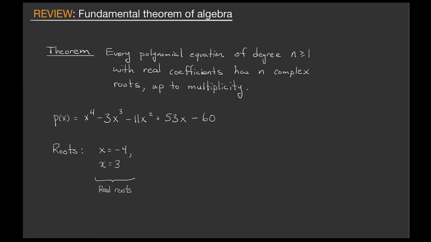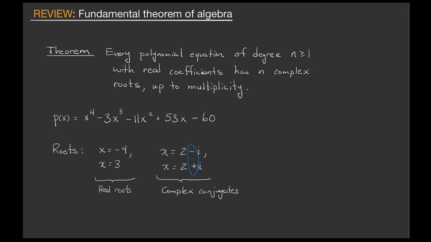Besides the real roots, there's also a pair of complex roots, and these are complex conjugates. A pair of complex conjugates are simply the same complex number, with the exception that the sign in front of the imaginary term, the one that has the i, is different between the two. If that's the only thing that's different, we call them a pair of complex conjugates.